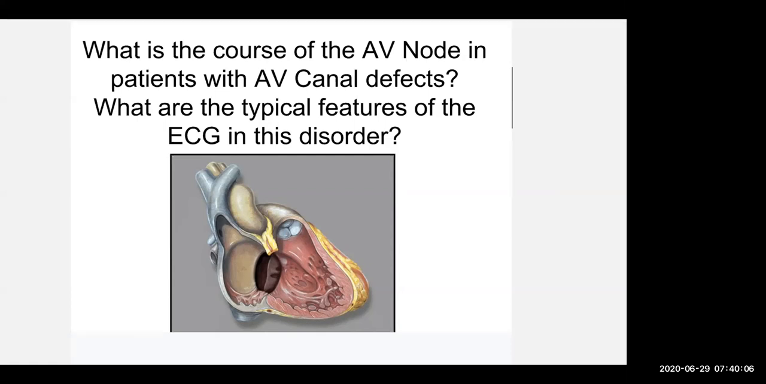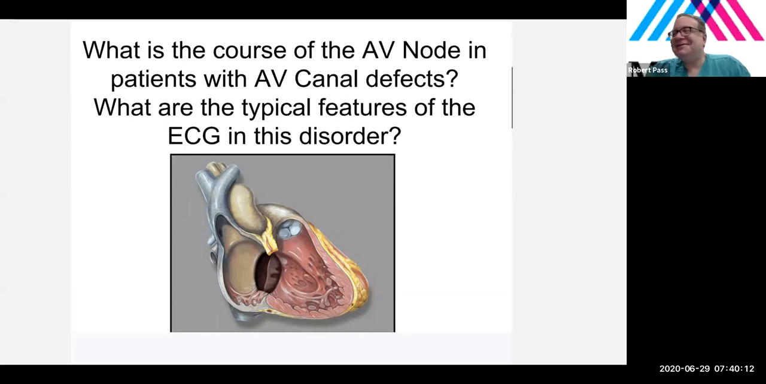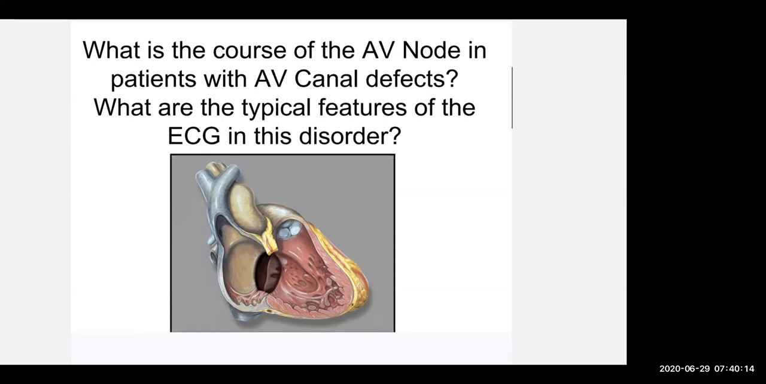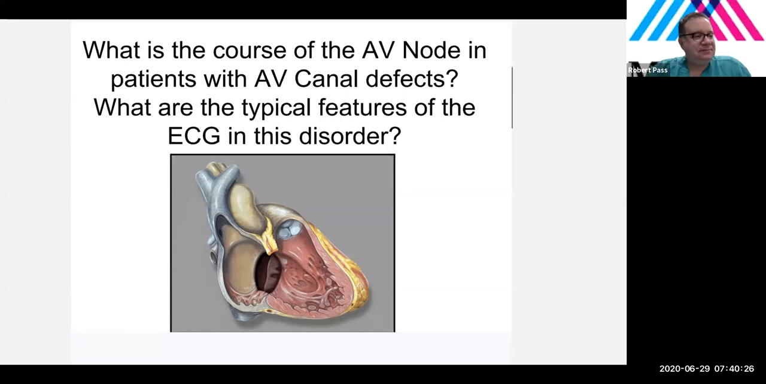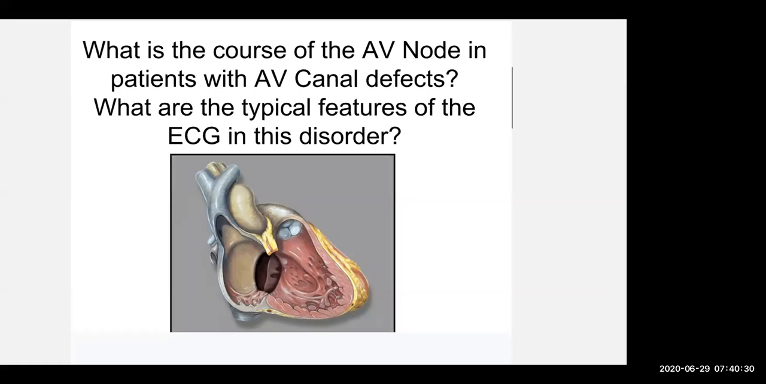I'm going to answer the second question first and then see if we can walk our way back to the first. That's fair. So usually patients with AV canal defects have this left axis deviation. Usually a leftward and superior axis. Yeah, leftward and superior axis.